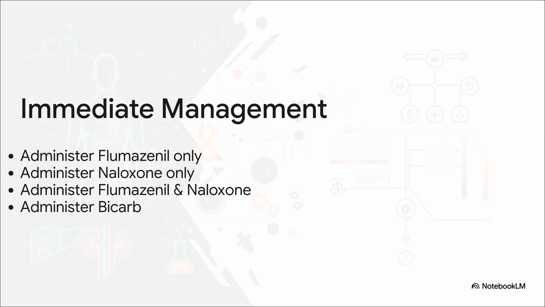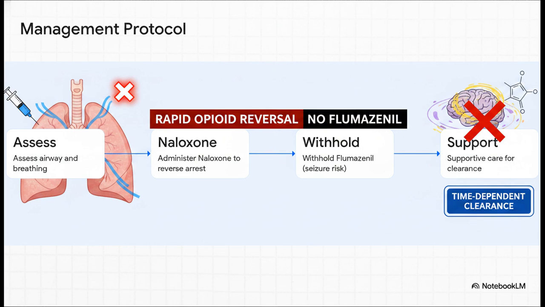You absolutely must secure the respiratory drive by reversing the opioid while strictly withholding flumazenil. Your management sequence here has to be incredibly disciplined. You aggressively reverse the opioid-induced respiratory failure with naloxone, completely protecting the airway, all while allowing the benzodiazepines to clear purely through supportive care and time. Never, ever risk that withdrawal seizure.